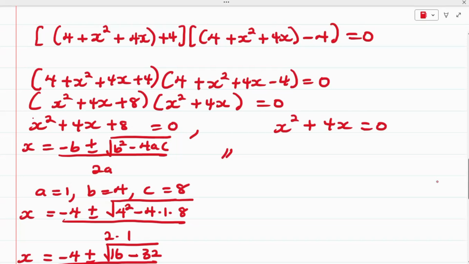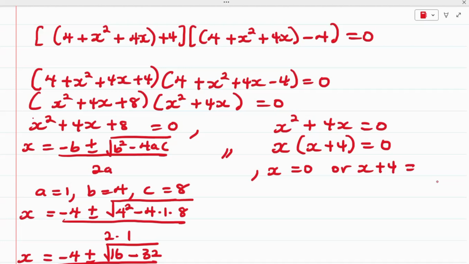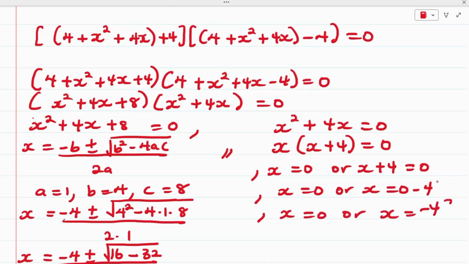And solving for this other part, if you factor out x, we have x plus 4 is equal to 0. So from here we have that x is equal to 0, or x plus 4 is equal to 0. So we have x is equal to 0, or x is equal to 0 minus 4, and we have x is equal to 0, or x is equal to −4. And this is the third and fourth values of x.